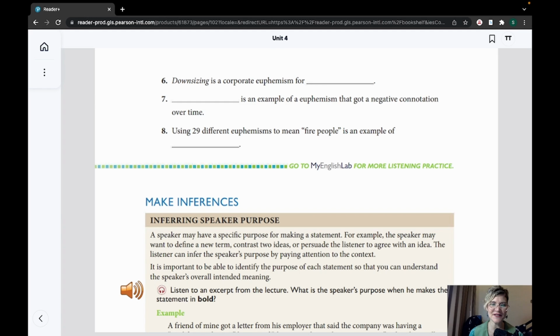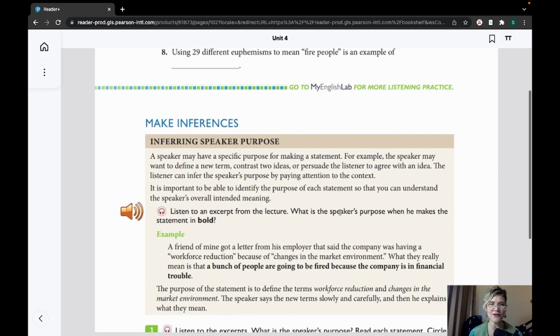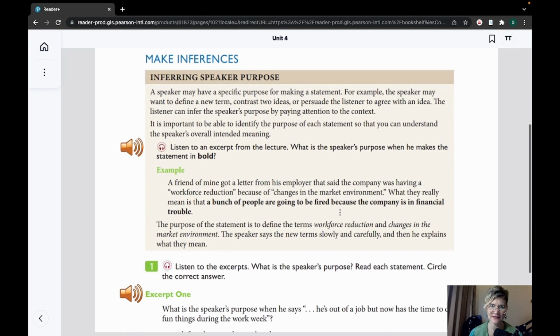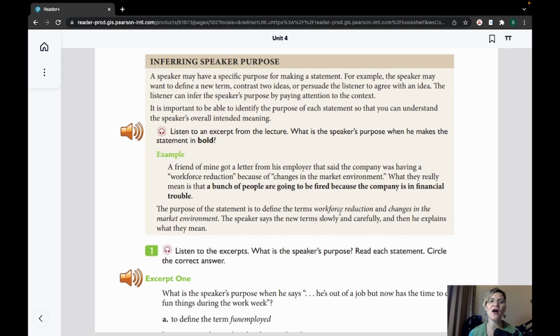Very good. That brings us to making inferences. Inferring a speaker's purpose. What is the purpose of the speaker? A speaker may have a specific purpose for making a statement. For example, the speaker may want to define a new term, contrast two ideas, or persuade the listener to agree with an idea. The listener can infer the speaker's purpose by paying attention to the context.